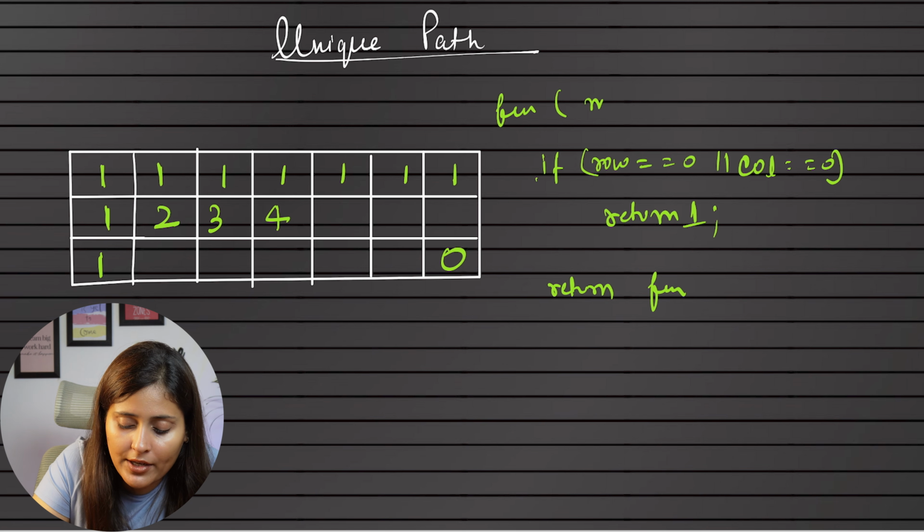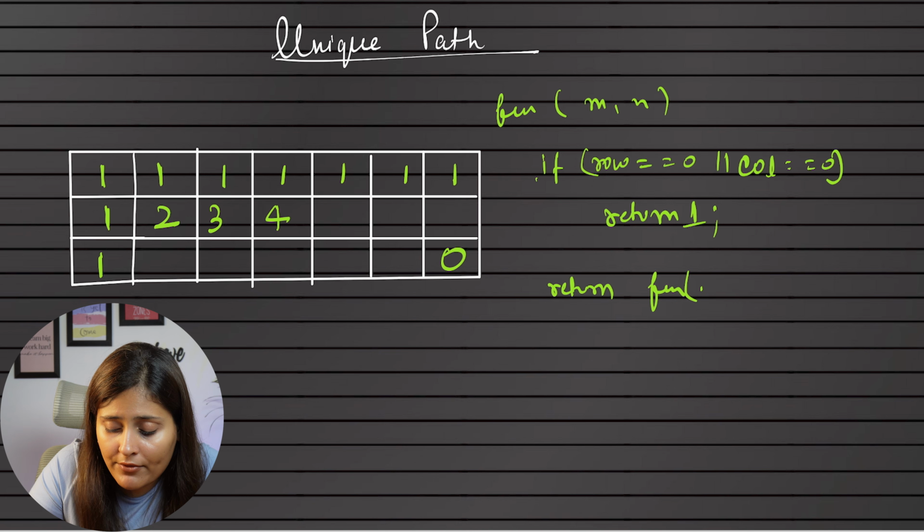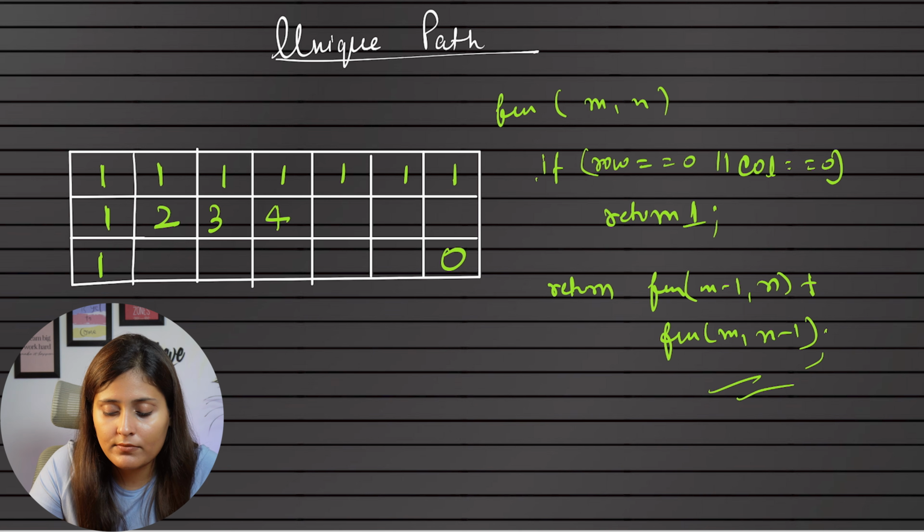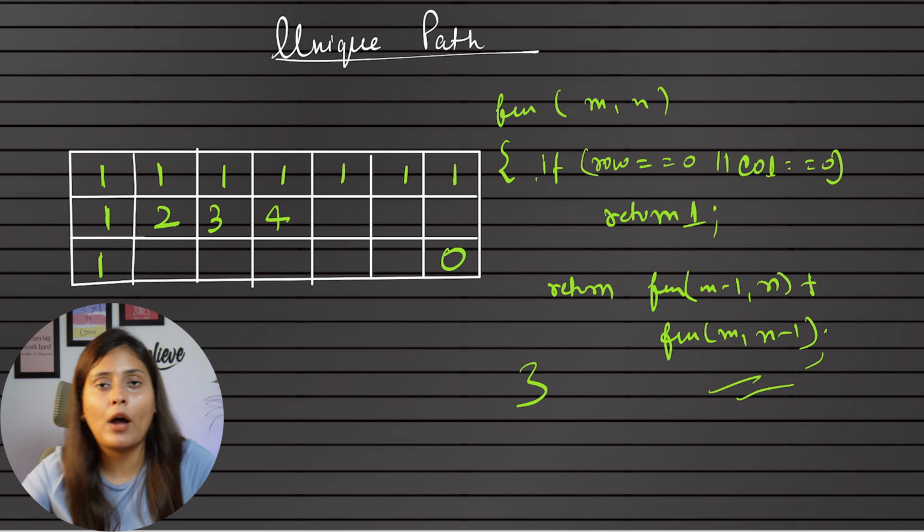Let's say this is a function where you are getting m and n. So the same function m minus 1 and n plus same function m and n minus 1. That's it. That is the only recursive code you have to write.